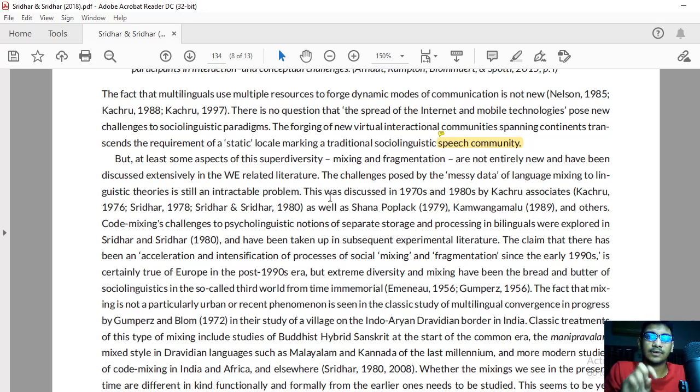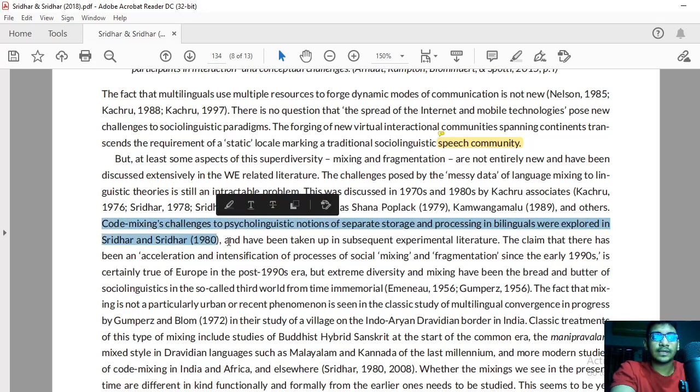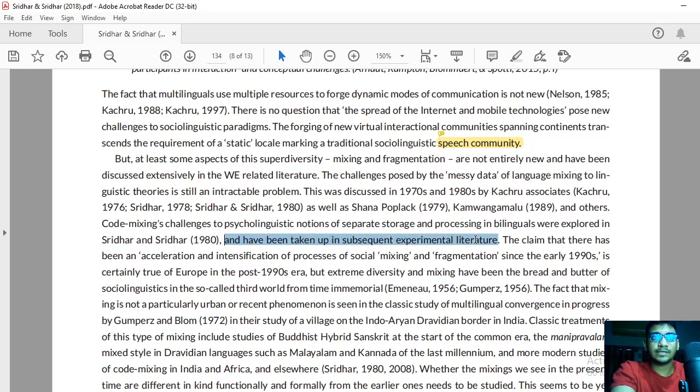To use these data as research data to analyze them, they are very messy because a lot of abbreviations are used, emojis are used, pictures, videos, stickers, GIFs, right? GIFs are used, so they are very messy to analyze. This was discussed in the 1970s and 80s by Kachru and associates, Kachru, Sridhar, as well as Shana Poplack, Kamwangamalu, and others. Code mixing's challenges to psycholinguistic notions of separate storage and processing in bilinguals were explored in Sridhar. So it's a specific topic, you can check this out, and have been taken up in subsequent experimental literature.